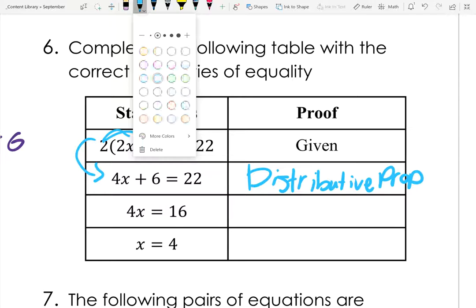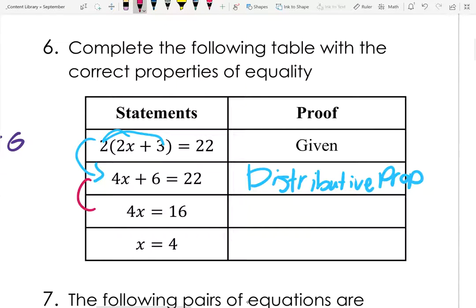And now we're looking at the next step down, from the second to the third. So they still have the 4x, but they got rid of the 6. The only way they got rid of the 6 is if they subtracted 6. 6 minus 6 would have canceled, and 22 minus 6 would have ended up being 16. So they subtracted 6 on both sides, meaning they used the subtraction property of equality.